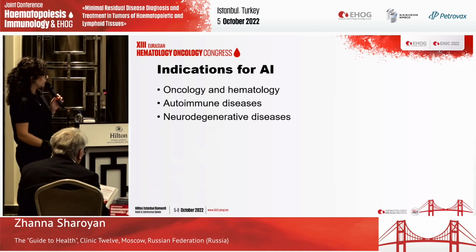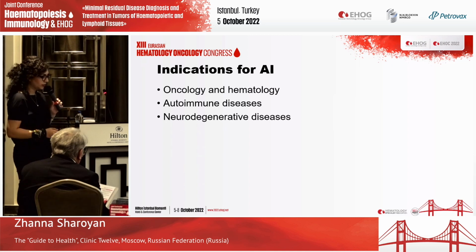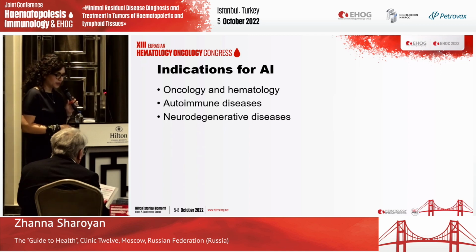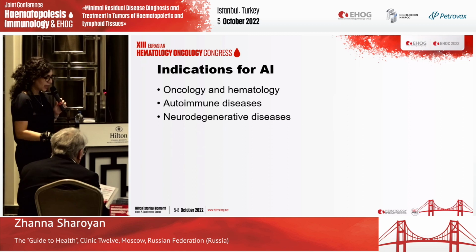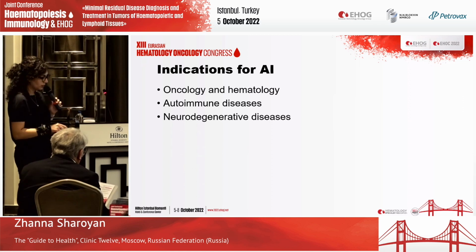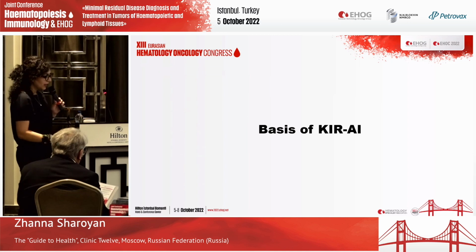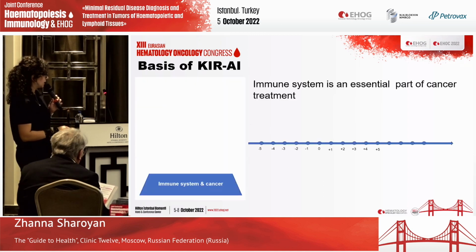Indication for adaptive immunotherapy is quite diverse than oncology and hematology. The effectiveness of adaptive cells is described in autoimmune and neurodegenerative diseases, but today we are focusing on cancer. Here, alloreactive adaptive immunotherapy is based on several basic principles. Let's look at them in more details.